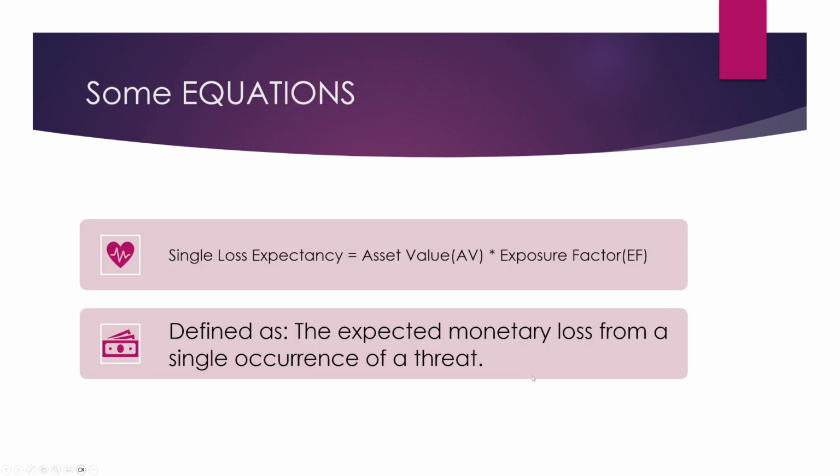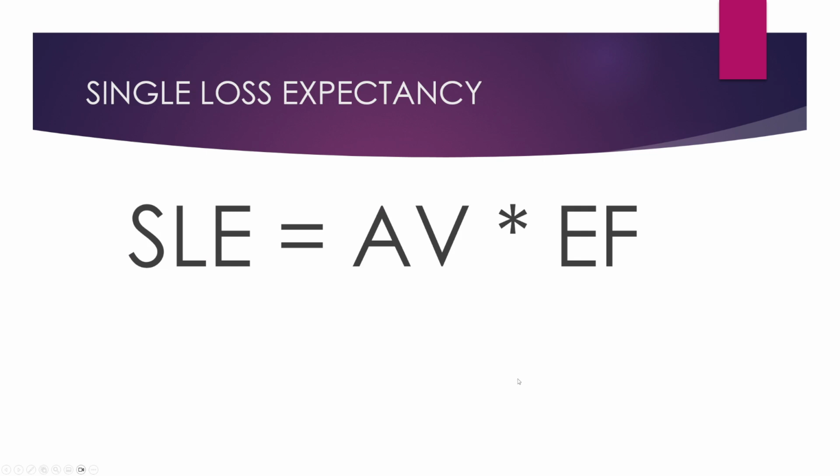All right, so there's going to be some equations that you're going to need to know on this. As much as I know many of you are not math majors, there is some math that we need to figure out. So first thing we need to know is single loss expectancy equals the asset value times the exposure factor. How much money will we lose from a single occurrence of the threat? For example, if the asset costs us $1 million, the exposure factor could take out 25%. Then our single loss expectancy would be $250,000. This is the equation. Remember it. It's tested upon quite often on Security+.